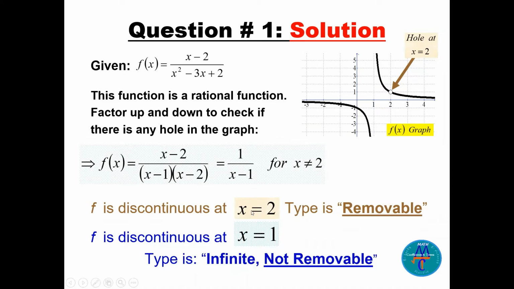The function is discontinuous at 2. See, there's a hole here, but this type is removable. We can remove it. If we redefine the function, we will see another example now.